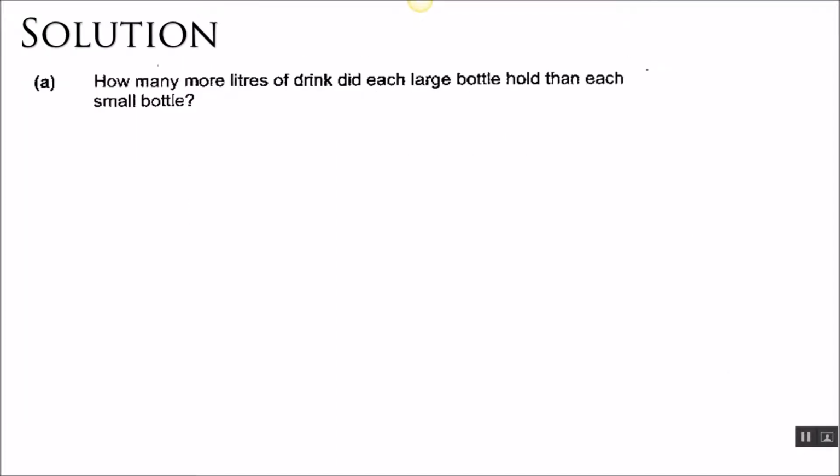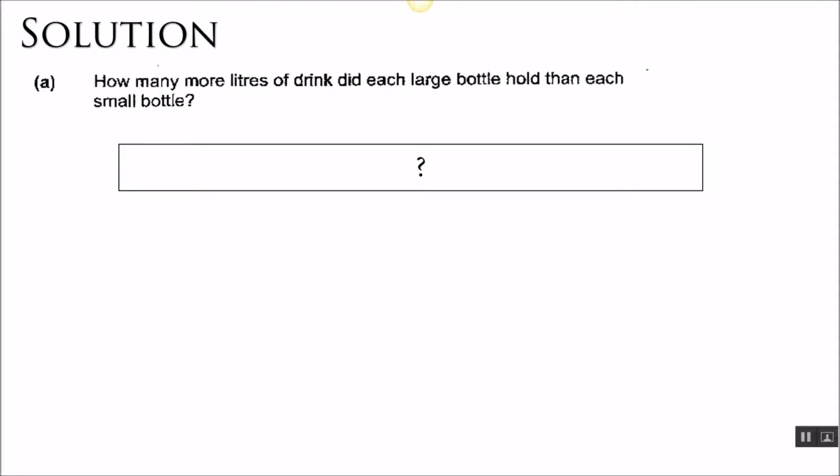So let's take a look at part A. How many more liters of drink did each large bottle hold than each small bottle? To solve this, I will make use of the modeling method. As I mentioned at the start of the question, the total drink is something unknown. So I will use a bar to represent the total drink. And then I will draw a red line down to compare with the situations that I have later.